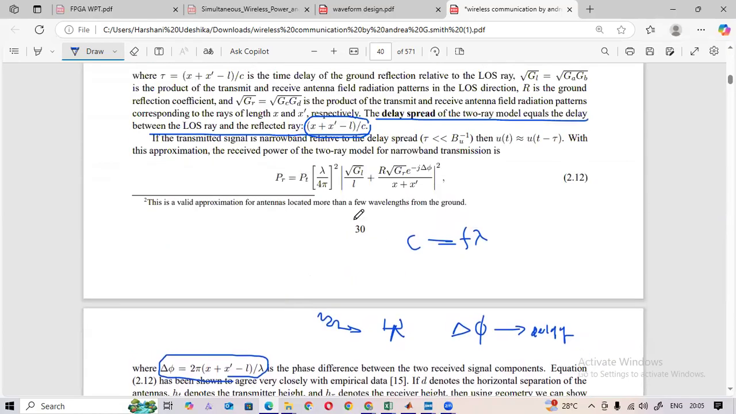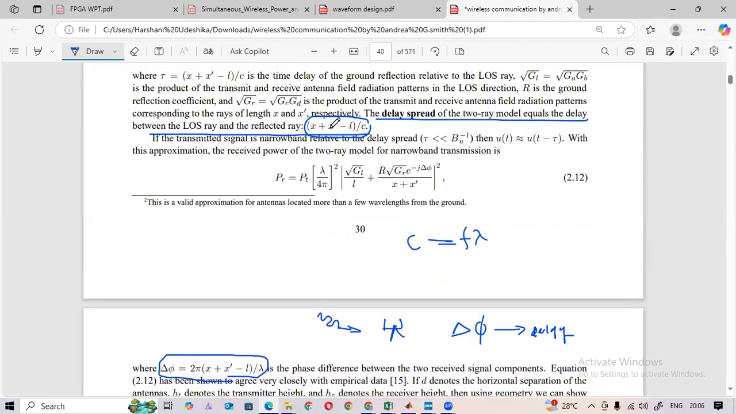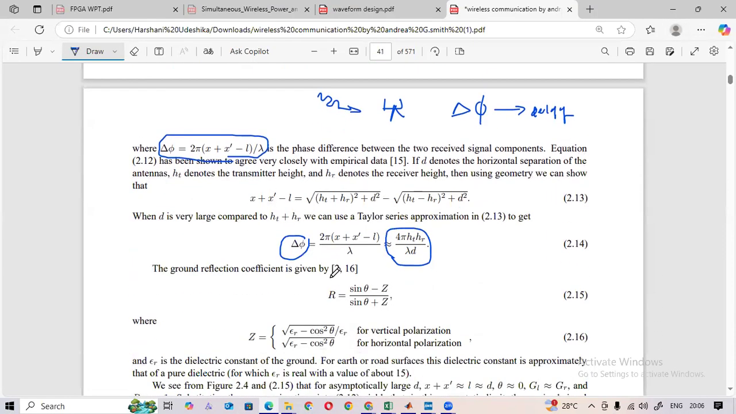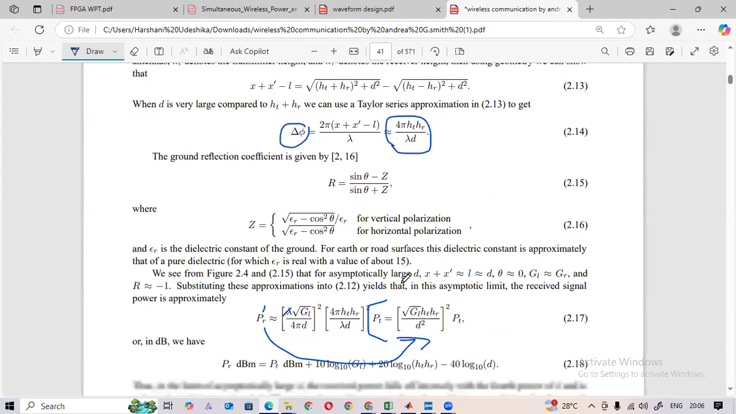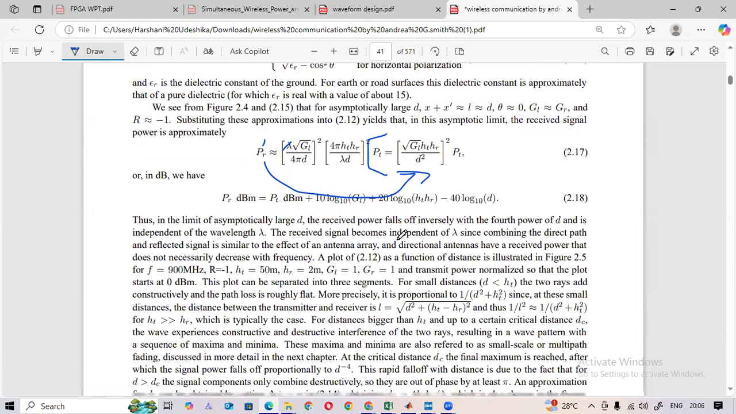Then if you find the delta phi, you can find this value. So using this delta phi, you can find this, x plus x dash minus L, divided by c. So that you can find the delay spread. So I hope you get it.